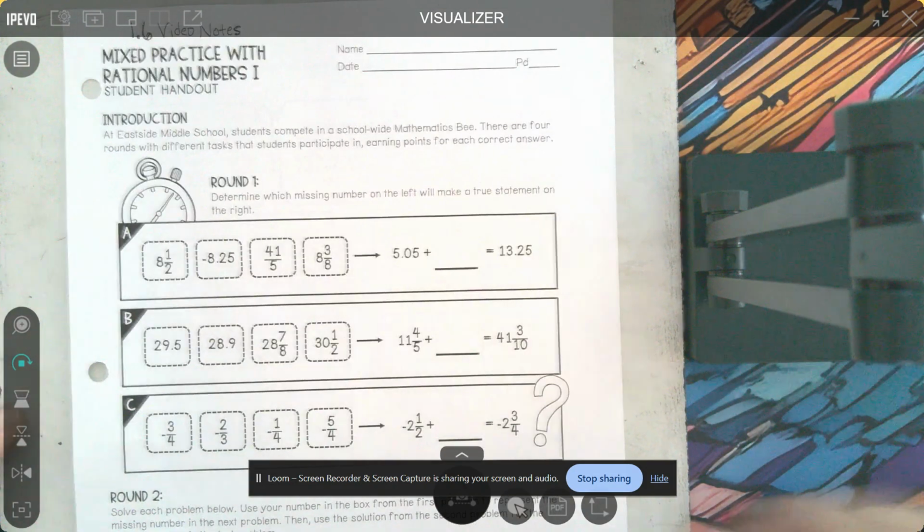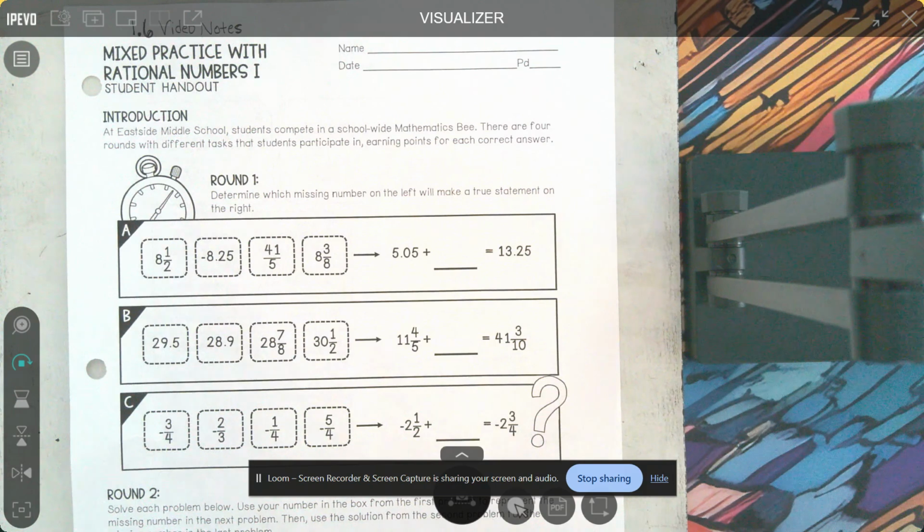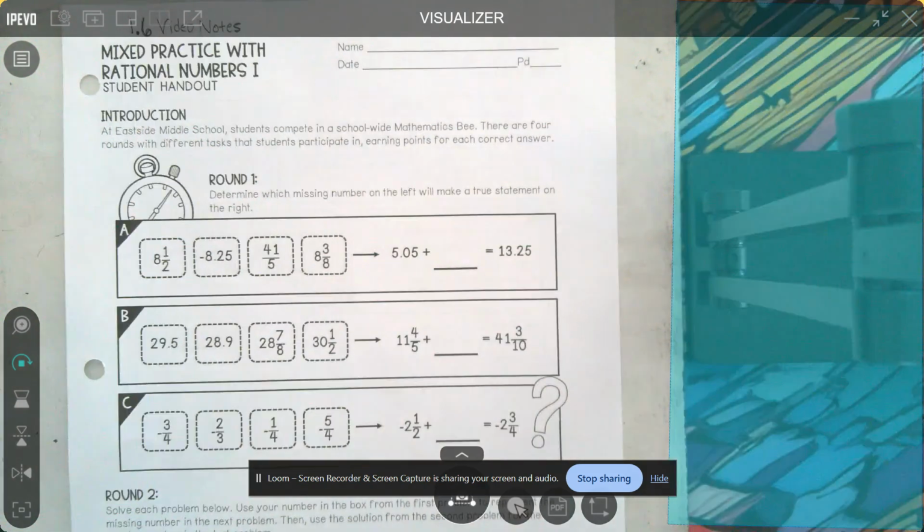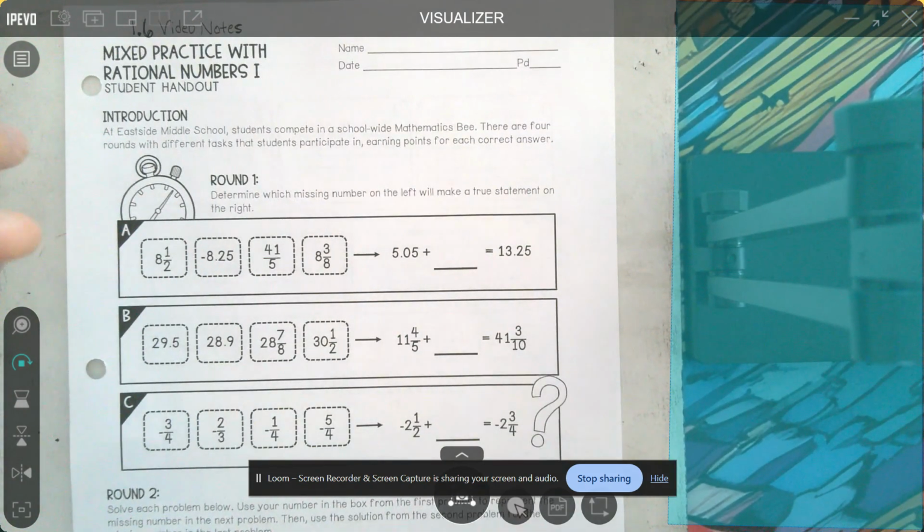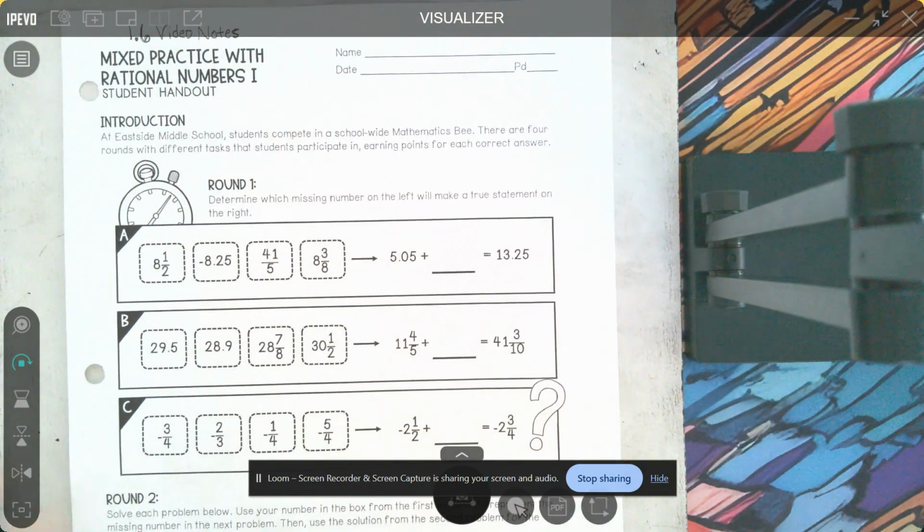At Eastside Middle School, students compete in a school-wide mathematics bee. There are 4 rounds with different tasks students participate in, earning points for each correct answer. We have to get all these right, so make sure you're following along and answering the questions when I ask you to. Here we go.